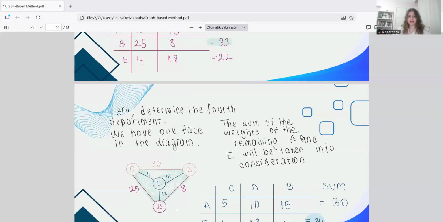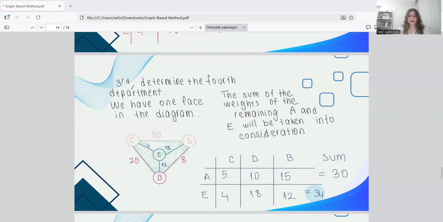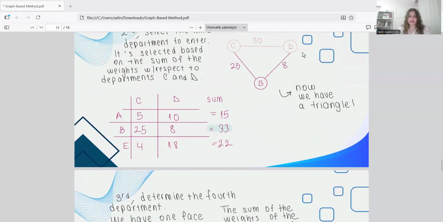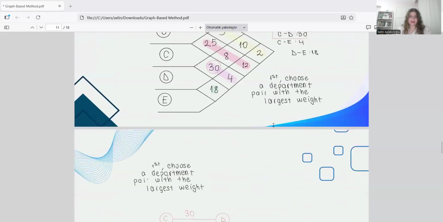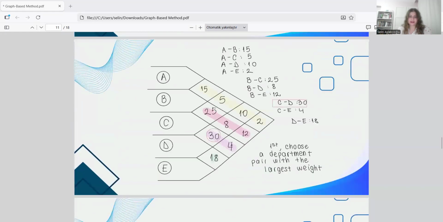The sum of the weights of the remaining A and E, sorry, will be taken into consideration again. So now we have 2 departments to consider. The score between A and C is 5. The score between A and D is 10. A and B is 15. E and C is 4. E and D is 18. E and B is 12. Again, we have all of these right here.